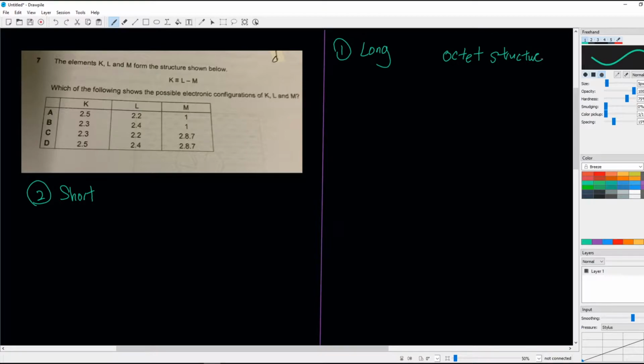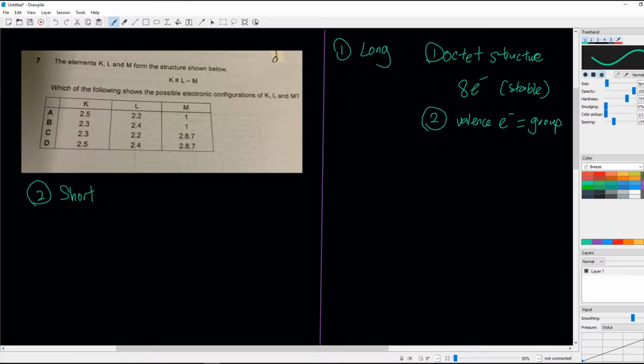Octet structure basically means that something has to achieve 8 valence electrons in order to be considered as stable. That's the first principle. Second concept to understand is the amount of valence electrons equals to group.